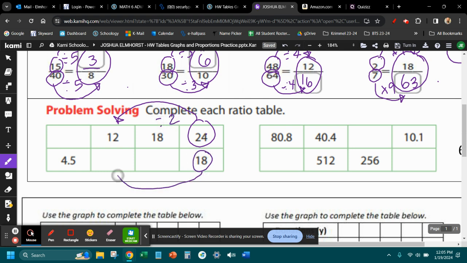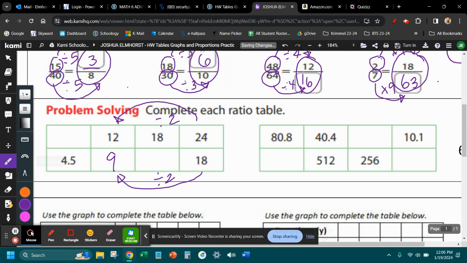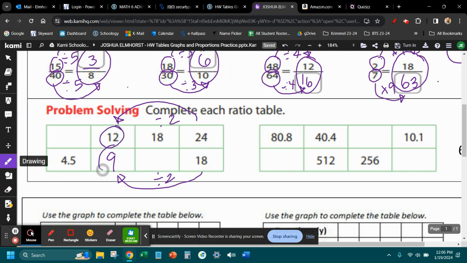So we're going to come over here and do the same thing down below. So 24 out of 18 is equal to 12 over, that's going to give us 9. So I'm going to clear that out. Now we have 12 over 9. Does 9 help us out with 4.5? Yeah. It sure does. Divide by 2.